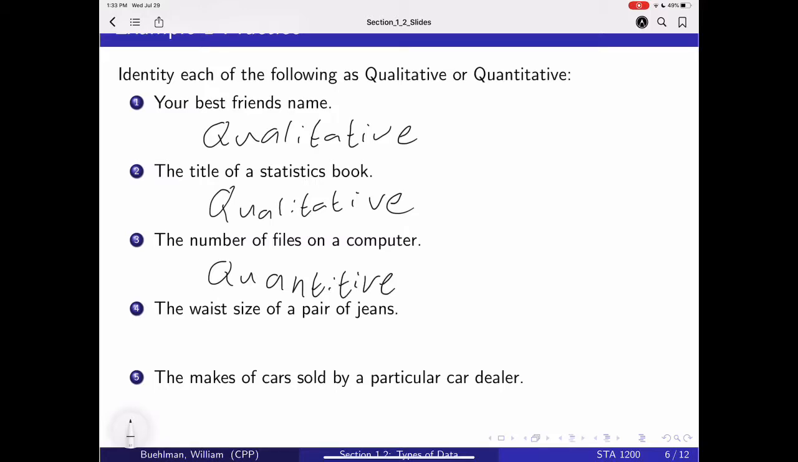The waist size of a pair of jeans. When we think about sizes, they're numbers, right? For females, zeros, ones, twos, threes, etc. For males, 28, 30, 32, 34, and there are sizes in between. So it's a number, typically, so we're going to have to say that is quantitative. And the makes of cars sold by a particular car dealer. When we think of a make, we think of Chevy, Ford, stuff like that. Those aren't numbers, so that must be a qualitative variable.